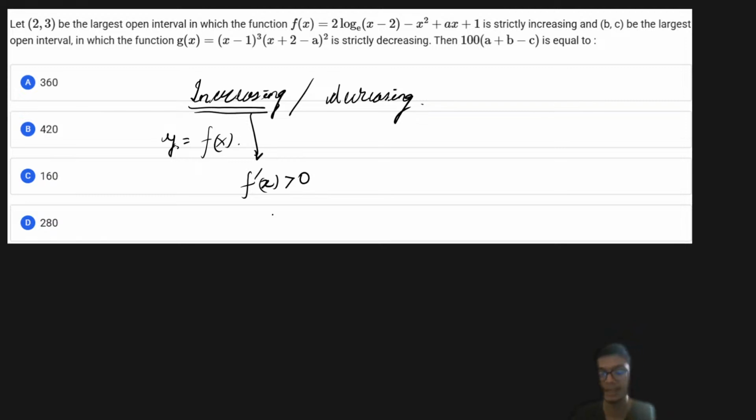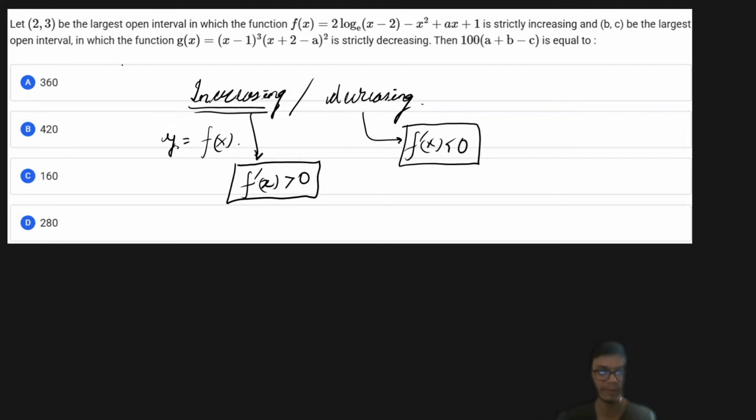But if nothing is mentioned about strictness, you can also equate that with f dash of x greater than or equal to 0. Similarly for decreasing, your first derivative should be negative. That means the function is a decreasing function, that means the slope is going to reduce. That's what you have to check from this particular part.